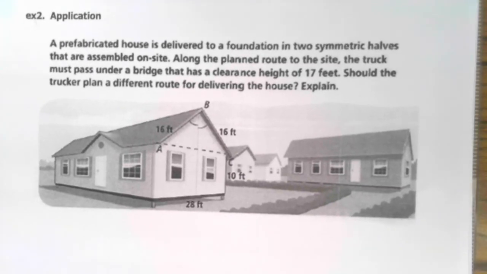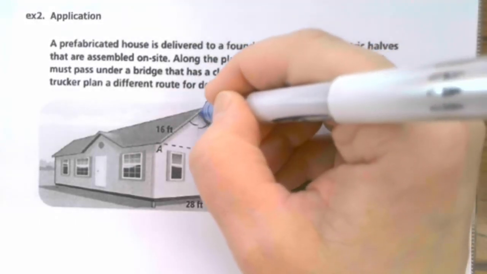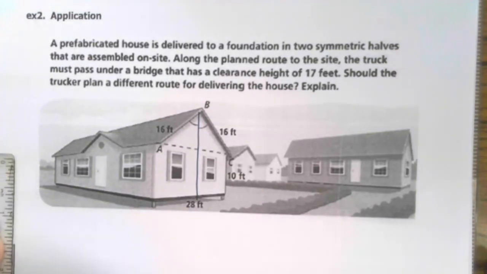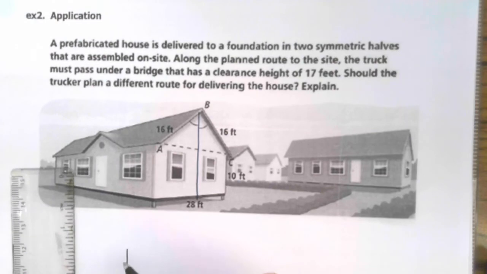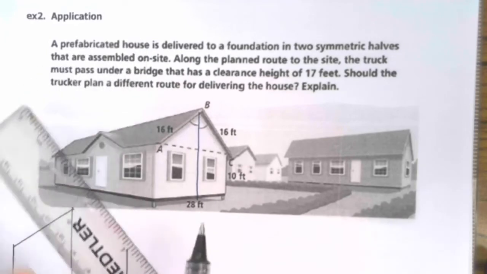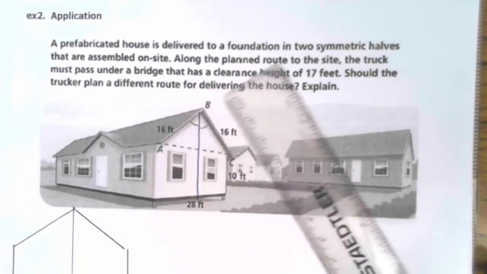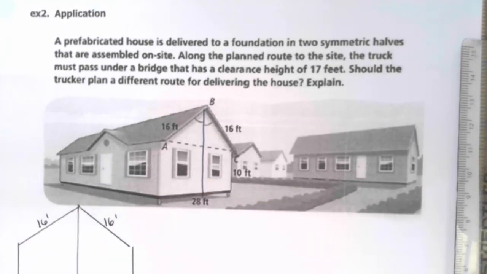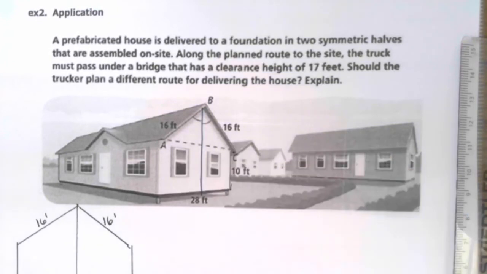Okay, so it says that they have 2 symmetrical halves. So this house is actually split into 2 halves. Let's draw just that front face of the house to make it a little easier. So we've got 2 sides, and it's identically split with a peak at the top for the roof. There we go. They tell you that the roof lines are both 16 feet. They tell you that from the bottom edge to the roof is 10 feet. And that the entire bottom, from here over, is 28 feet.